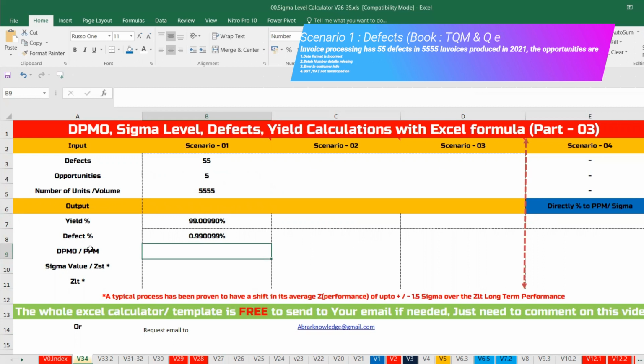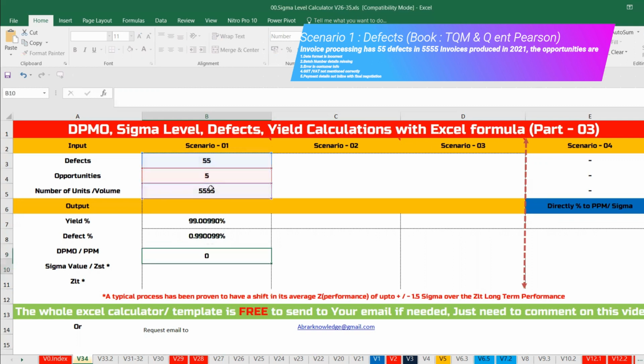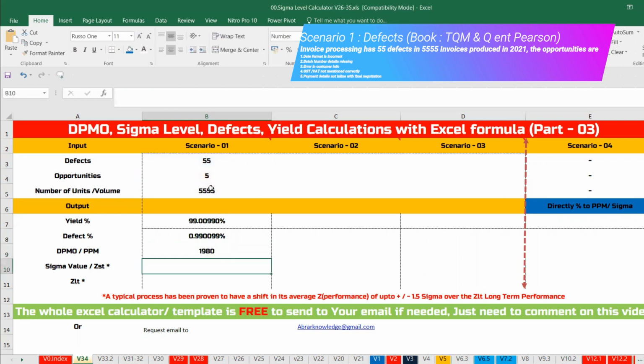Since we are talking about opportunities, we are talking about defects per million opportunities. The formula is very simple: number of defects times 10 to the power of 6, I'm going to keep 6 zeros, 1, 2, 3, 4, 5, 6, divided by the number of opportunities times volume. That means 1980 is the DPMO value.